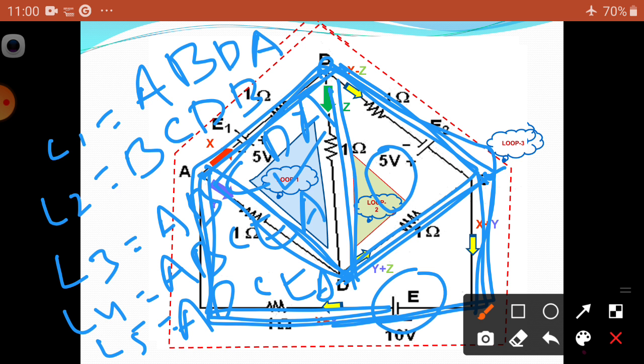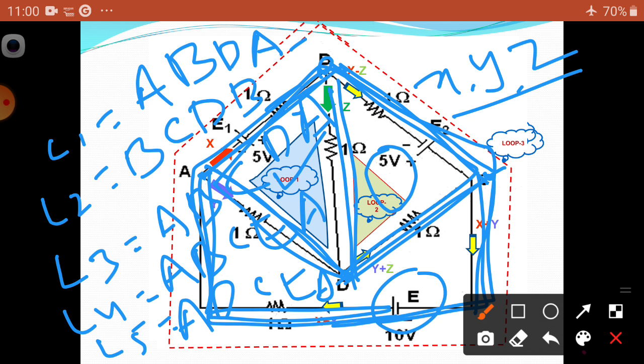So, here I can write the loops. I am going to get 5 loops, and each loop creates 1 equation, so I am going to get 5 equations. From these 5 equations, I am going to find whatever I require. But here in this case I assumed only X, Y and Z. So, there are 3 unknown currents, and I require only 3 equations.